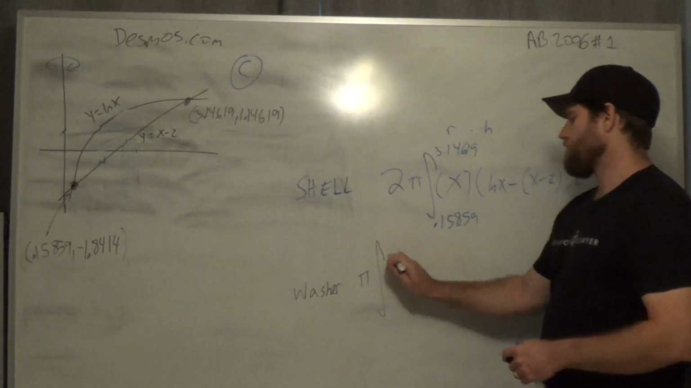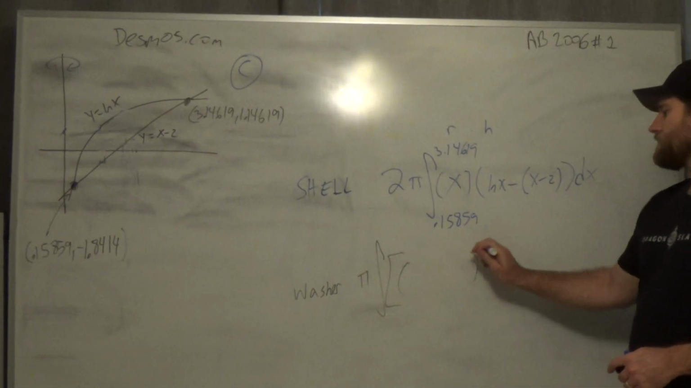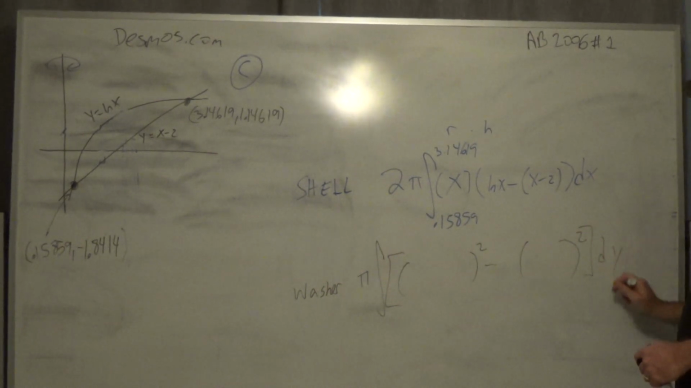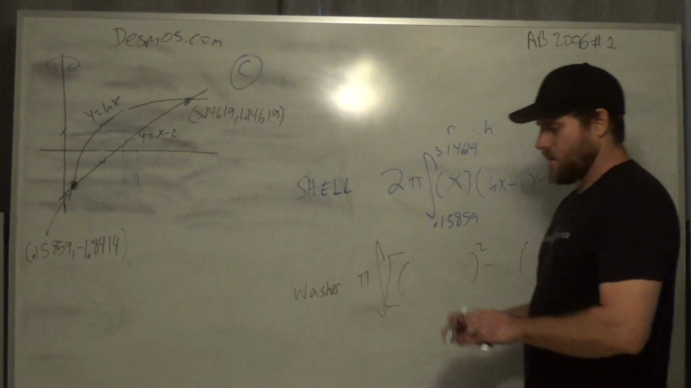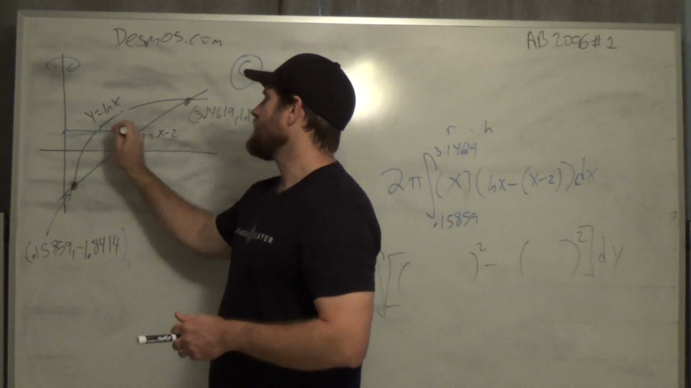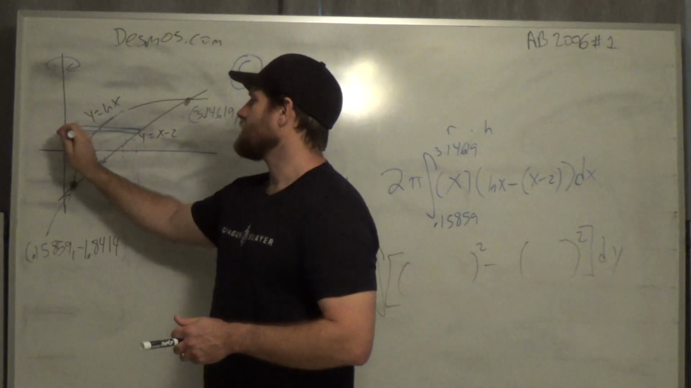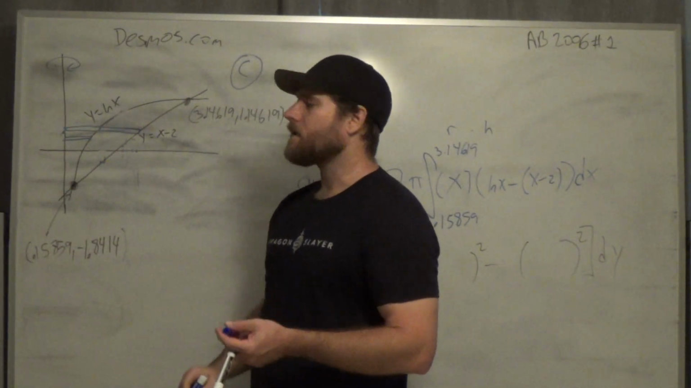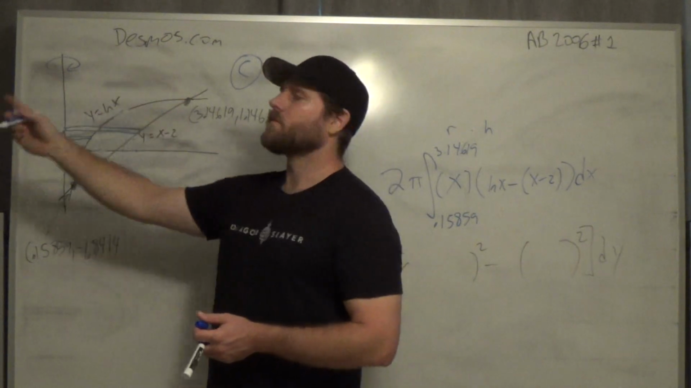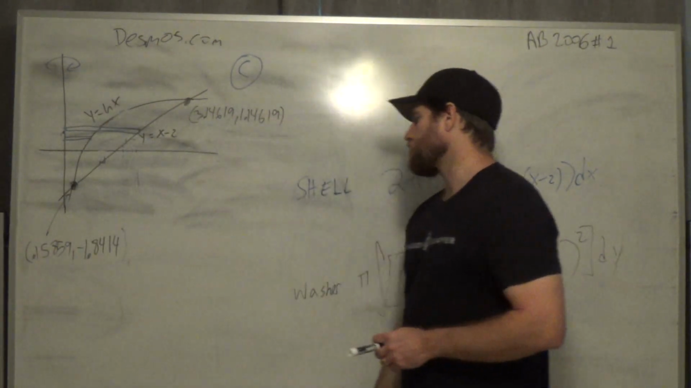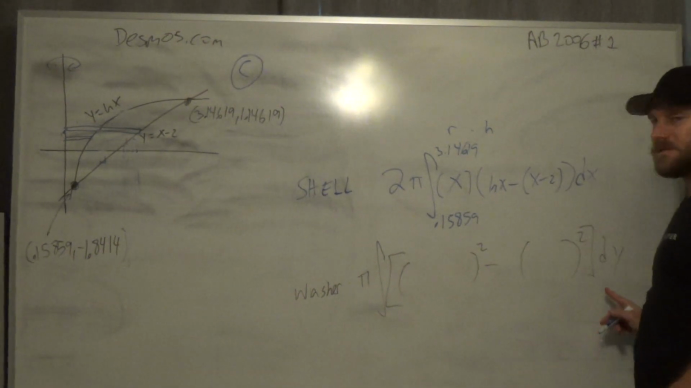If we are going to use a washer, pi times outer radius squared minus inner radius squared, it would have to be a dy. The reason it would have to be a dy, we're still going to get an outer radius and an inner radius. But if you're revolving around the y-axis, all of your equations need to be in terms of y. Again, so I need a dy.